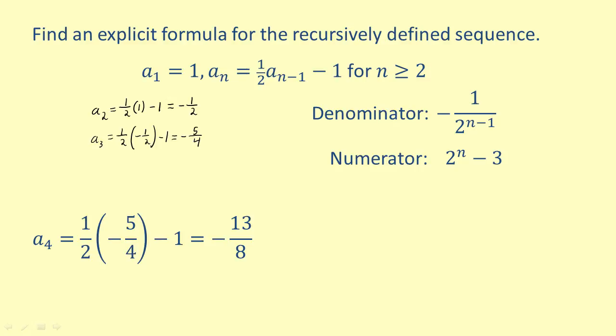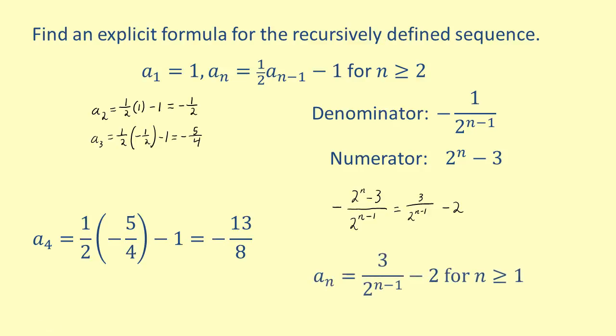Putting this together and simplifying, we have negative 2 to the n minus 3 over 2 raised to the n minus 1 power, which equals 3 over 2 to the n minus 1 power, minus 2. Therefore, the explicit formula is a sub n equals 3 over 2 to the n minus 1, minus 2 for n greater than or equal to 1.